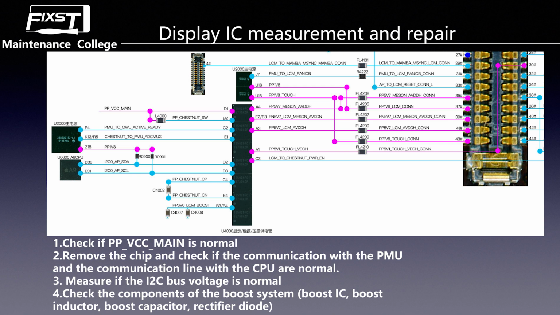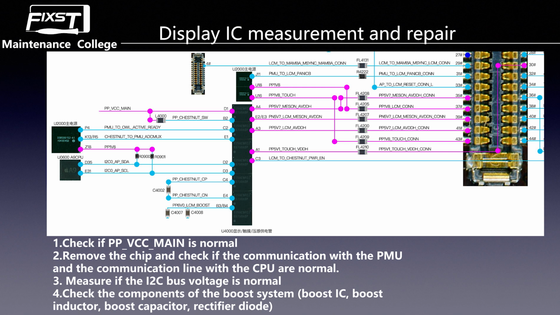So we need to remove this IC and change a new one to test it. After we remove it, we need to test the pins under this IC. We need to test the pins connected to the PMU and the CPU. We need to test the resistance of those pins. Maybe all those pins are okay. If all is okay, we need to change a new one.